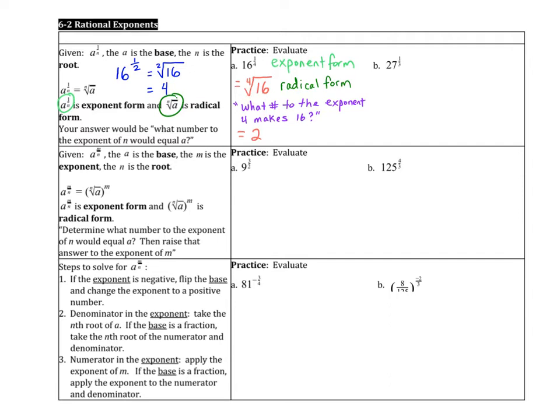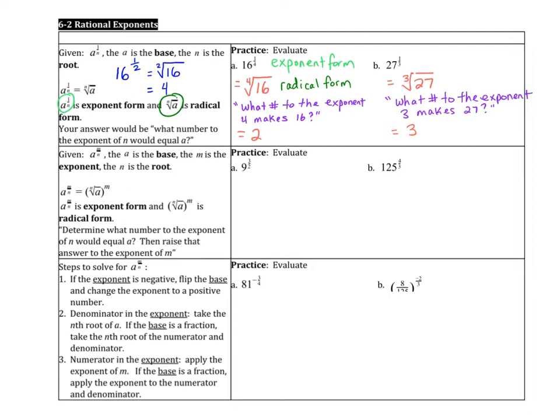So the next question, again, it's in exponent form. If you want, you can change it into radical form. So that is the cubed root of 27. So we are looking for what number to the exponent 3 makes 27. And that answer is 3.